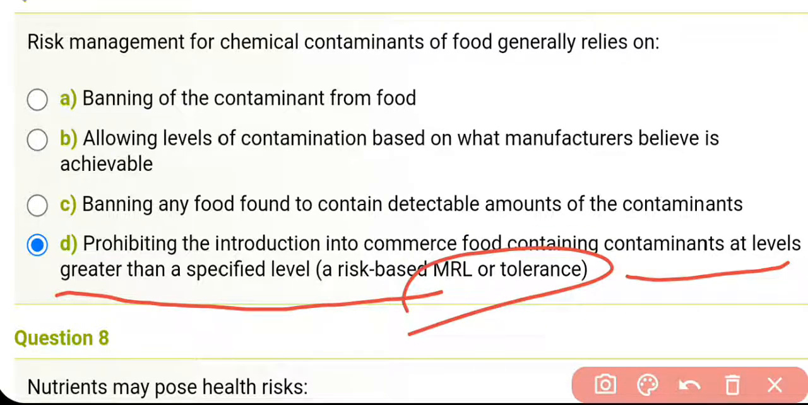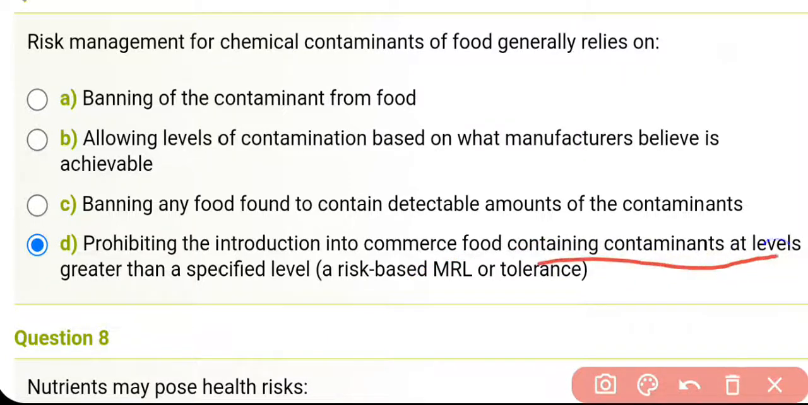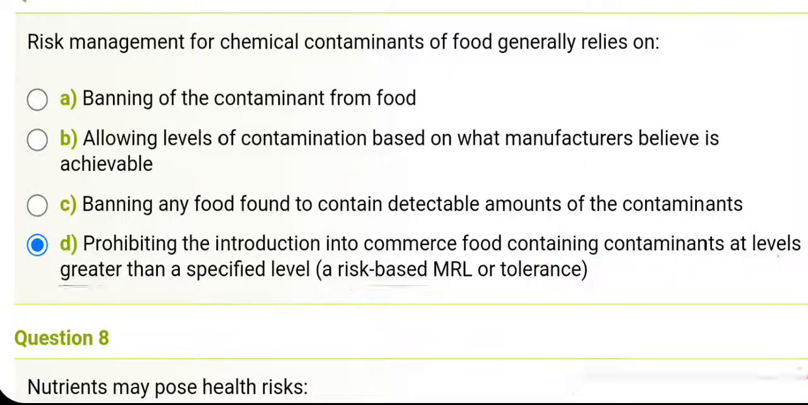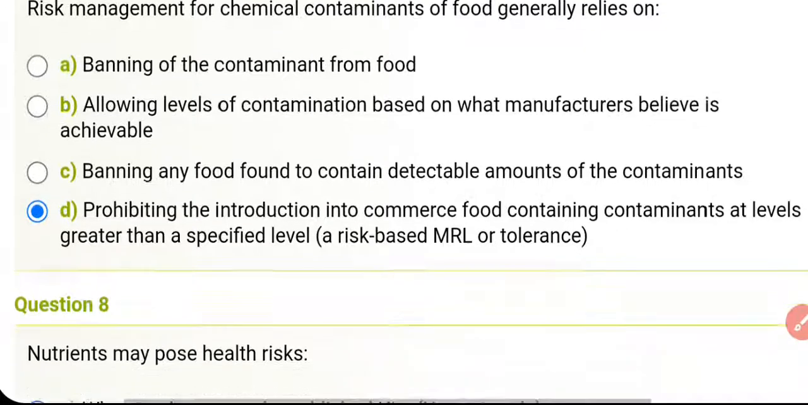So the main purpose of risk management for chemical contaminants of food relies on what? Prohibiting the introduction into commerce of food containing contaminants at levels greater than the specified level. So the main purpose is to prohibit that contaminant from getting into the food, into commercial food processes, so that there is very little chance of public health issues. Okay, that is the main purpose of risk management of chemical contaminants.